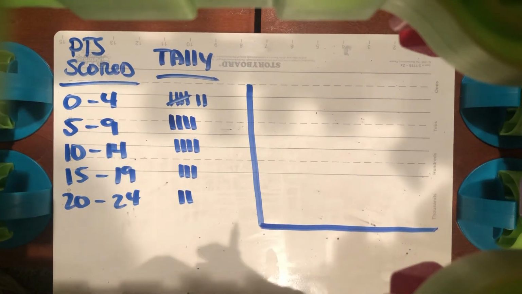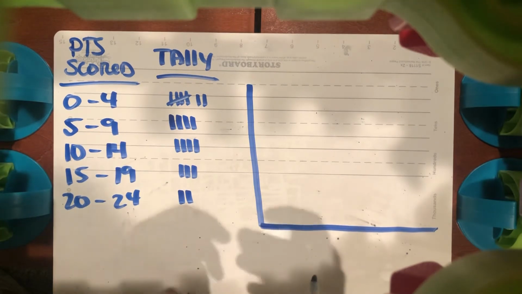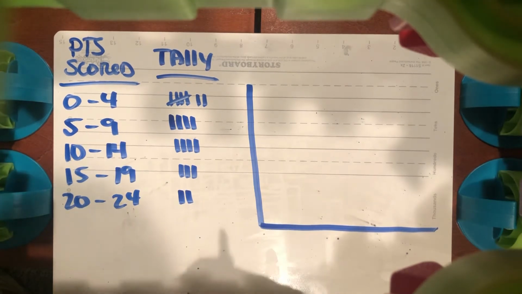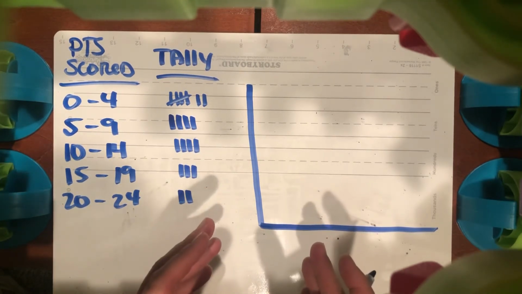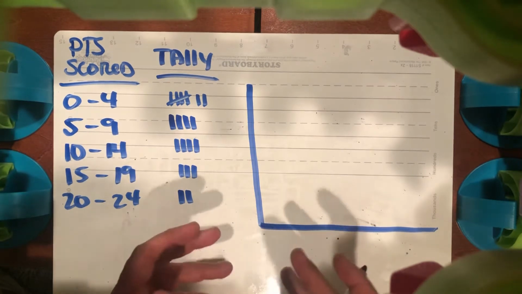In this video, I'm going to teach you how to create a histogram. A histogram looks a lot like a bar graph, but there are two big differences. In a bar graph, the bars represent categories. That's what we call qualitative data.